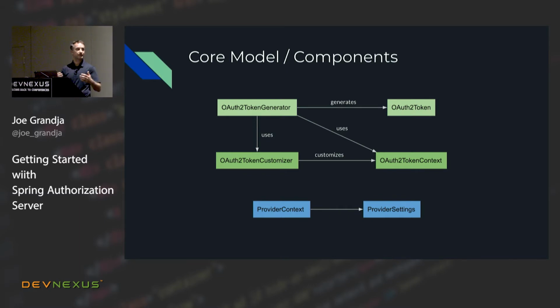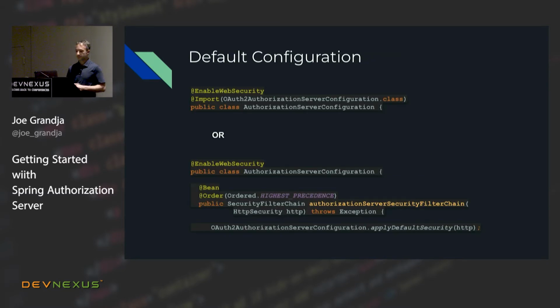There's a lot more authentication providers and filters, but ultimately the filters and authentication providers use these components that I just explained. Okay, so let's jump into the next section: default configuration. If you want to stand up a Spring Authorization Server with the absolute default configuration, how do you do that? You've got two ways of doing that.